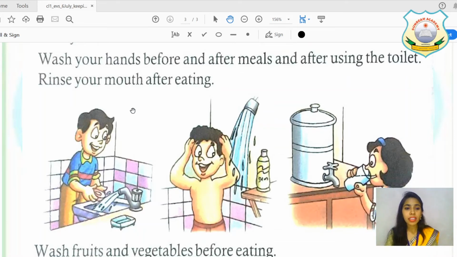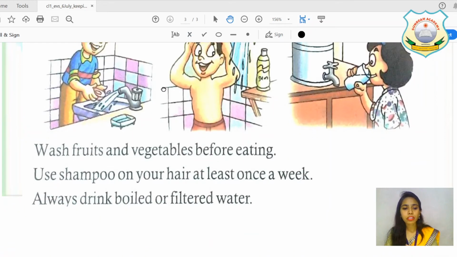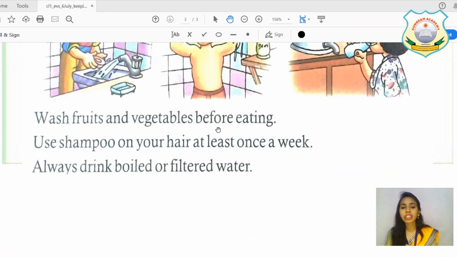Now the next point is rinse your mouth after eating. Whenever you are having a meal, or even a snack, or you drank milk, you should make it a habit that immediately after having the food you rinse your mouth with clean water. Okay, now the next point is wash fruits and vegetables before eating. The fruits and vegetables that we get from the market, never consume them like that. Always wash them properly and then consume them.